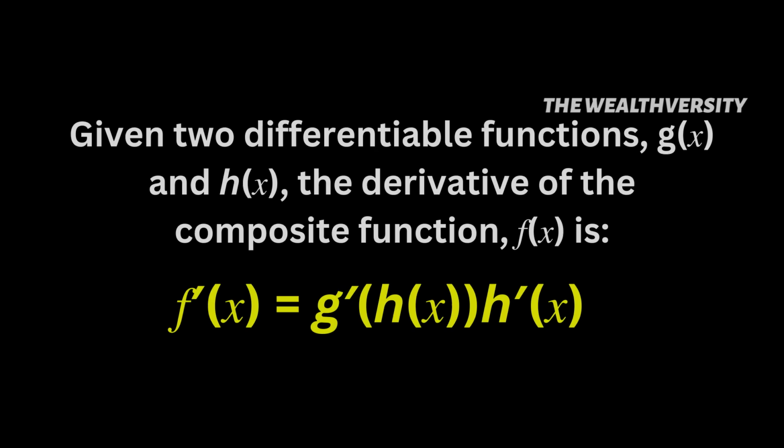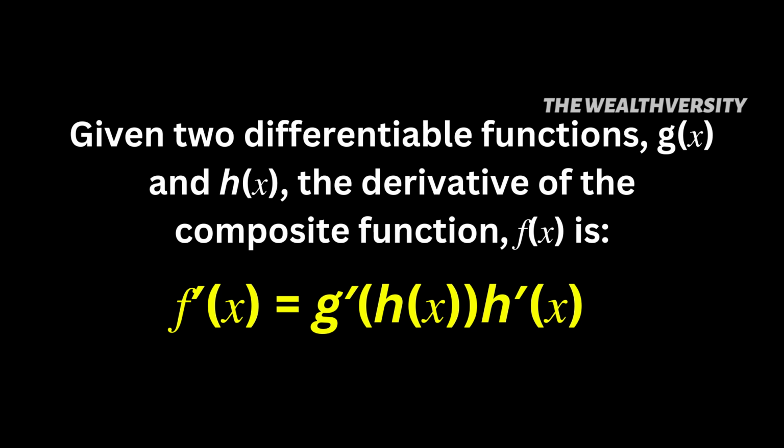Today we will be talking about the chain rule, a method used to differentiate a function in calculus. Given two differentiable functions, g of x and h of x, the derivative of the composite function f of x is f prime of x is equal to g prime of h of x times h prime of x.